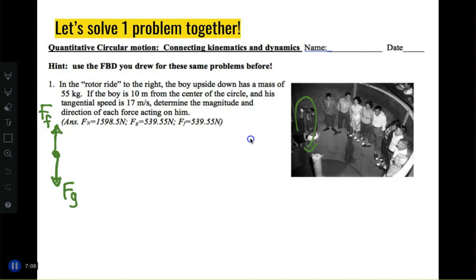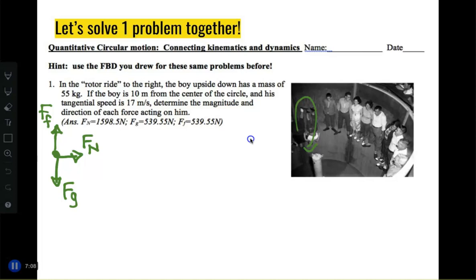And then the thing that's allowing him to continue moving in that circle is that the circle itself is this little wooden circular ride, and the wall of the ride is pushing on him inwards towards the center of the circle with a normal force. And so here we can set up some knowns from the problem and consider the forces and how they relate to each other.